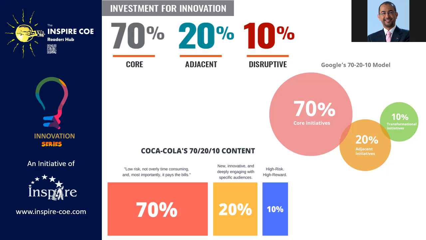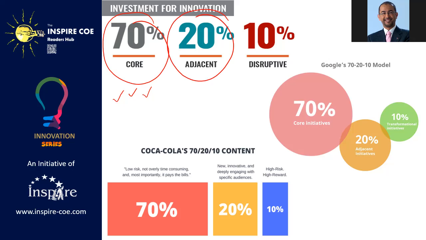So the suggestion is 70% of your budget, keep it on your core work, which is something that you want to develop. So keep it, develop it, your core initiatives. Exactly like, let's say, the Apple organization. So 70% of your budget, use it to enhance your current initiatives, which is the normal iPhone, the laptops, and all of that.